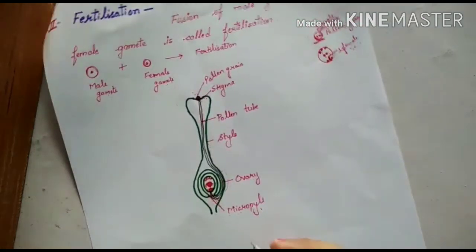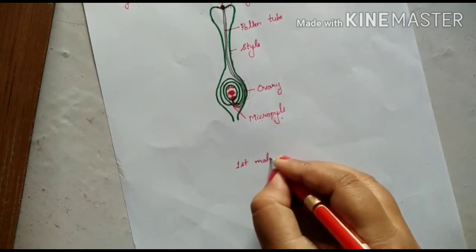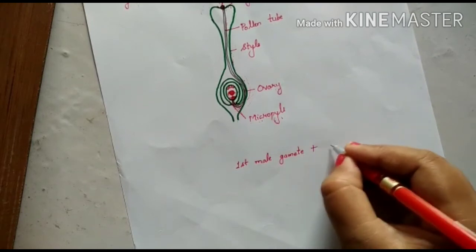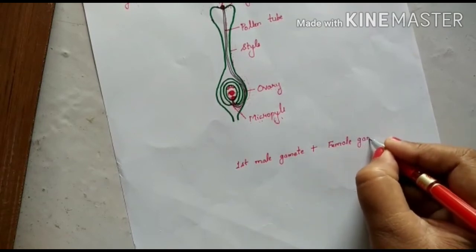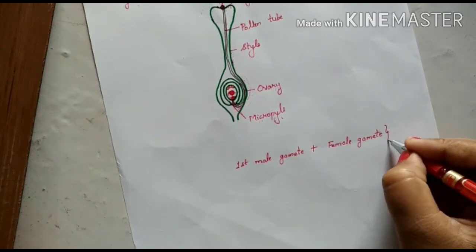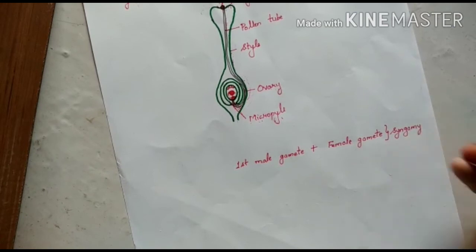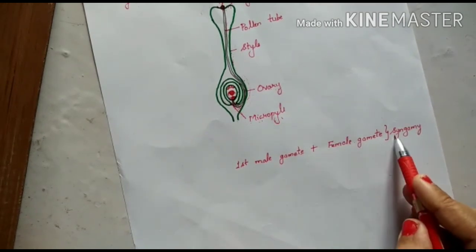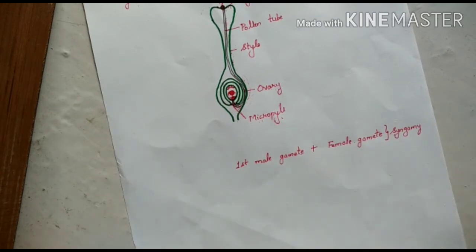Now, when the first male gamete fuses with the female gamete, which is only one, this is known as syngamy. When the first male gamete fuses with the female gamete, it is called syngamy, and from this the embryo plant develops.